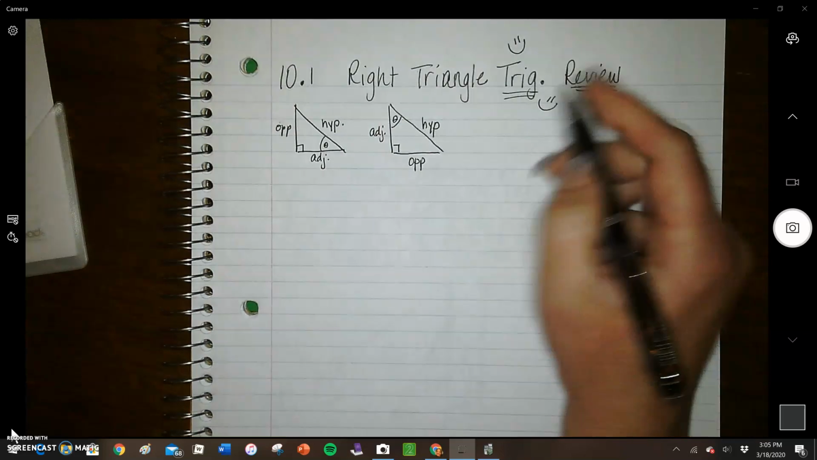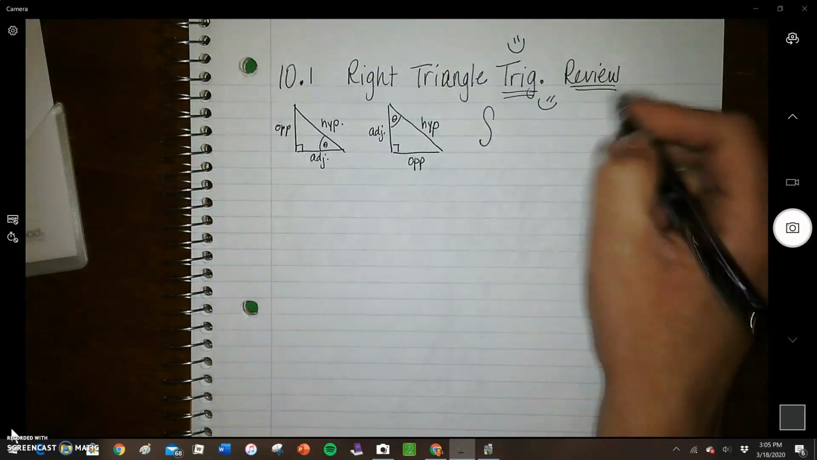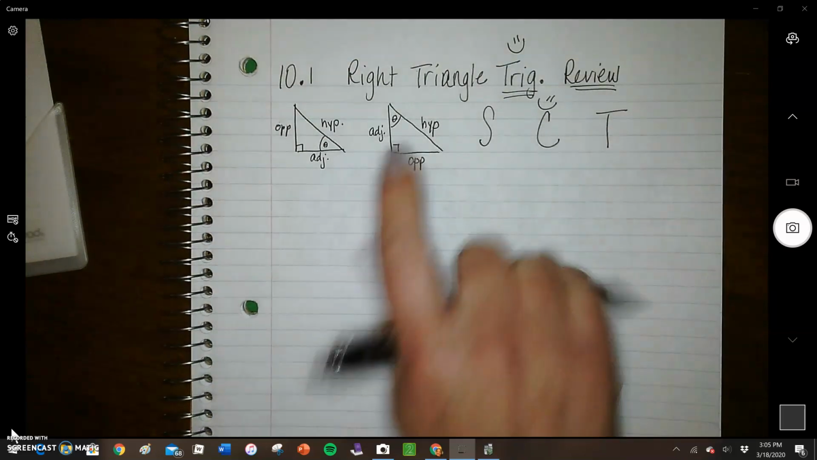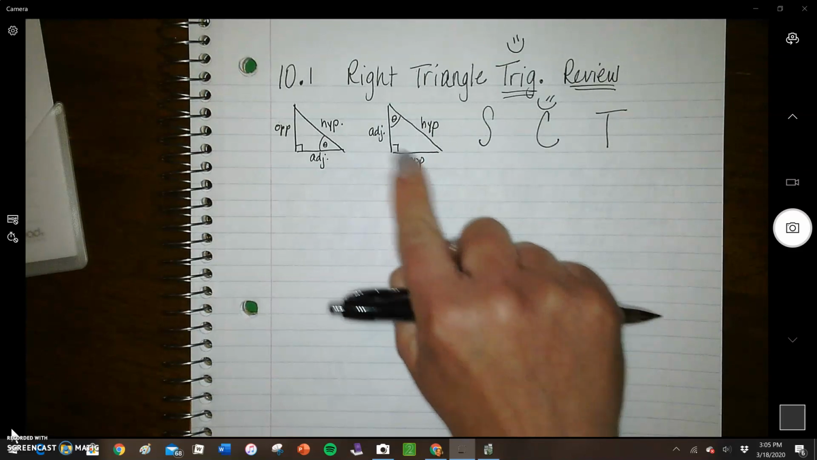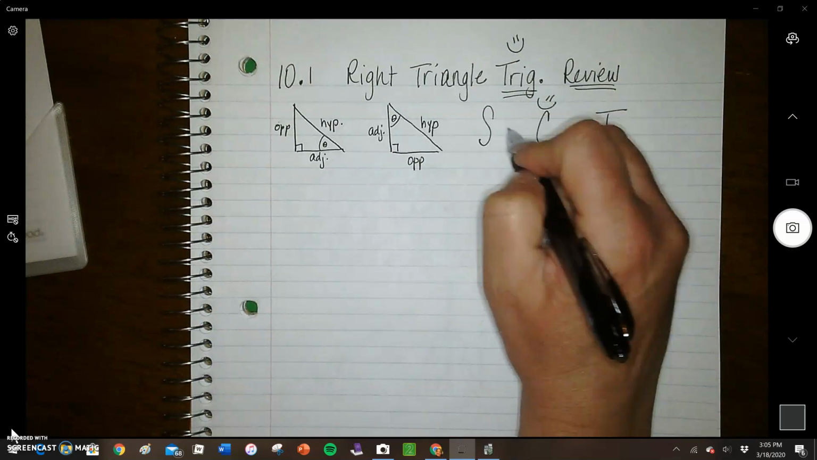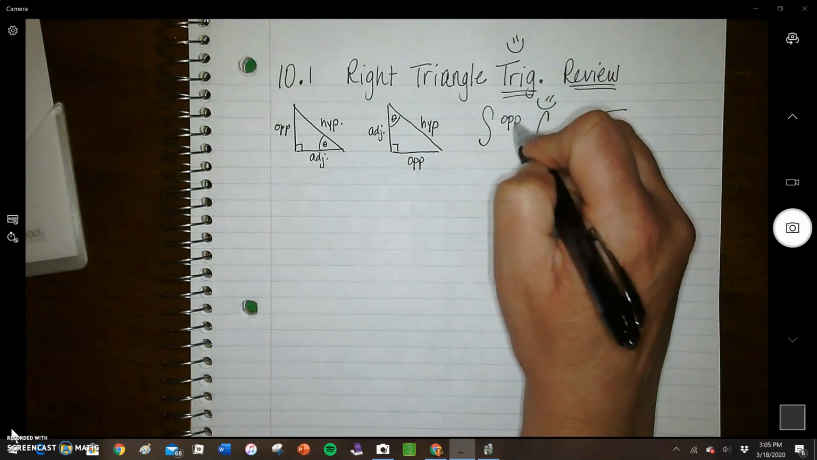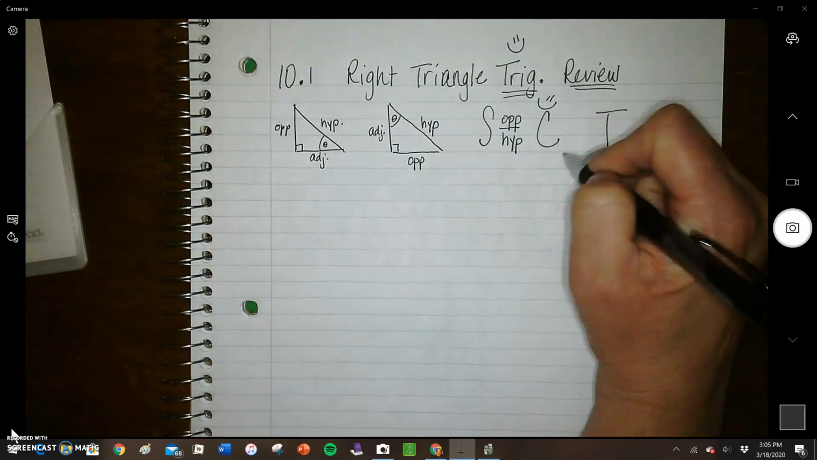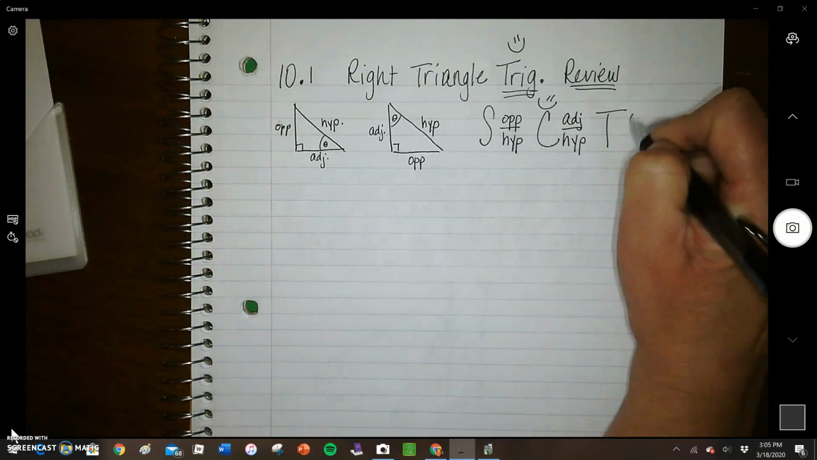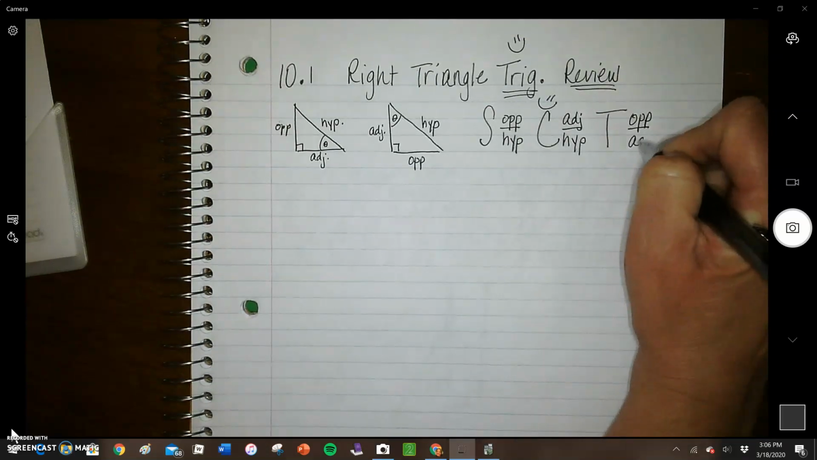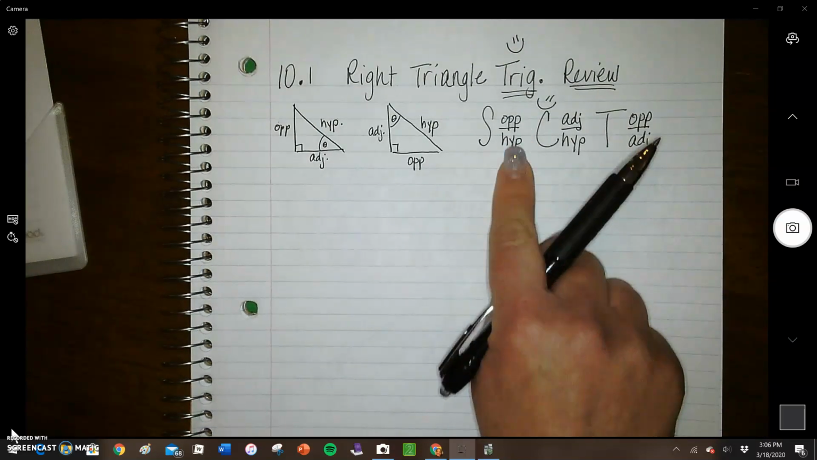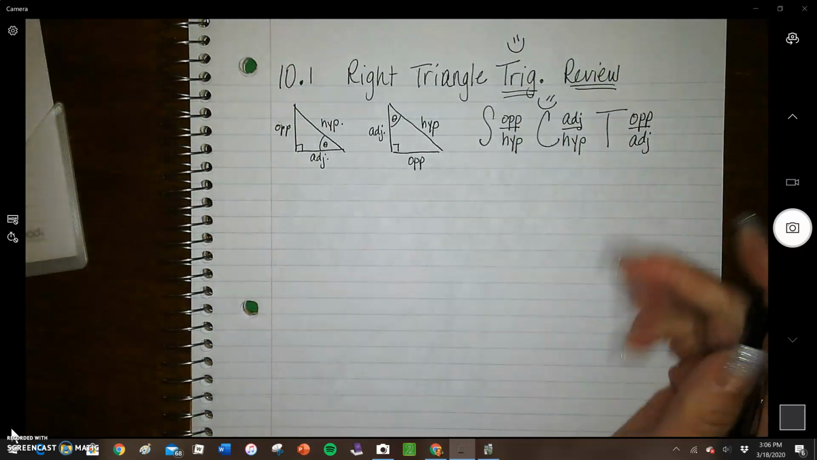So remember, trig is the sine, the cosine, and the tangent, and they are just ratios between the angles and the sides of a triangle, okay? Sine stands for the opposite over the hypotenuse. The cosine stands for the adjacent over the hypotenuse. And tangent is opposite over adjacent. Again, it's just a relationship, showing you the ratio of the sides given whatever that angle is.